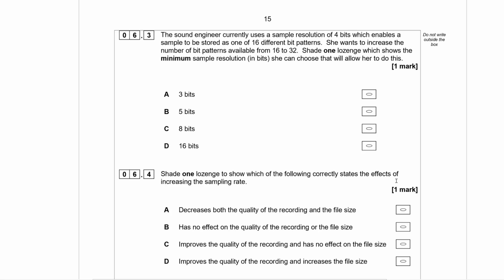For 6.3, we've got a question which I think just repeats what I just talked about. So a sound engineer currently has a sample resolution of 4 bits, which enables the sample to be stored as one of 16 different bit patterns. I did say that. She wants to increase the number of bit patterns available from 16 to 32. Shade one lozenge which shows the minimum sample resolution she can choose, which will allow her to do this. So really here we're going, well, 2 to the power x equals 32, or which is nearest to 32. Well, there is a direct one here. If x is 5, we're going to get 32. So therefore we're looking for 5 bits as our sample resolution.